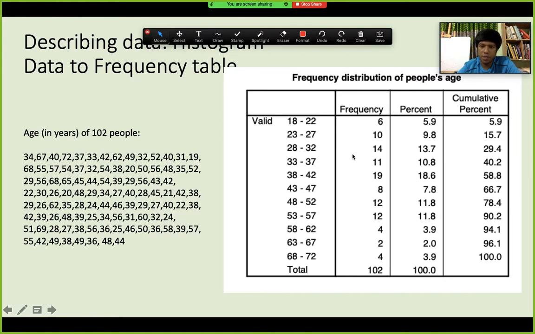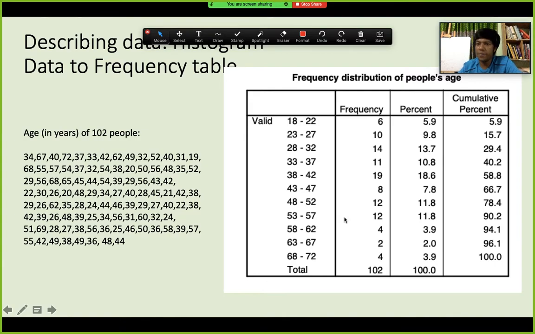From data to frequency table, this is the frequency table. So first of all we make some classes here. This is 1, 2, 3, 4, 5, 6, 7, 8, 9, 10. So we have made 10 different classes. It is not mandatory that we always make 10. Normally it is from 5 to 10. If we have a lot of data, then 10 is better. If we have less data, then we can come down to 6, 7, 8, like that.